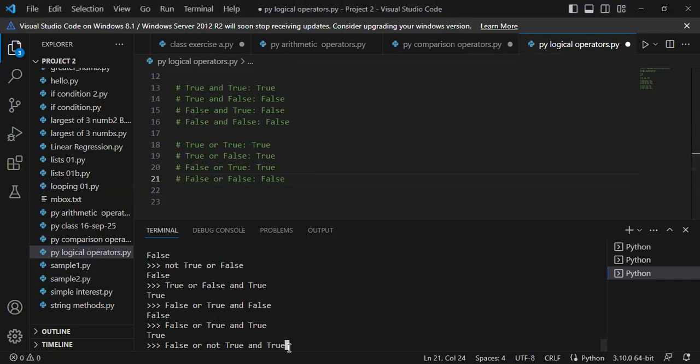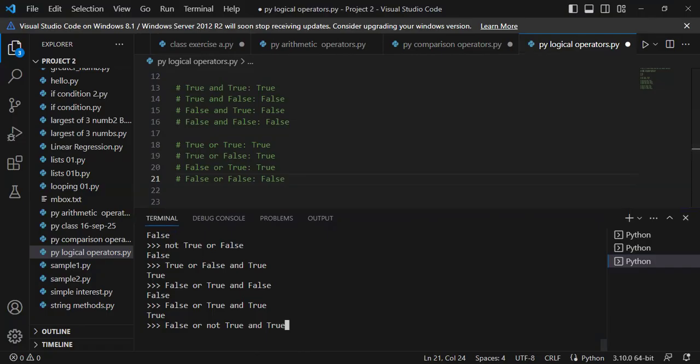Okay, so we are looking at this one. What's the answer? What answer do you have? That one is true. True? True. Let me see. Okay. Any other suggestion for the answer?